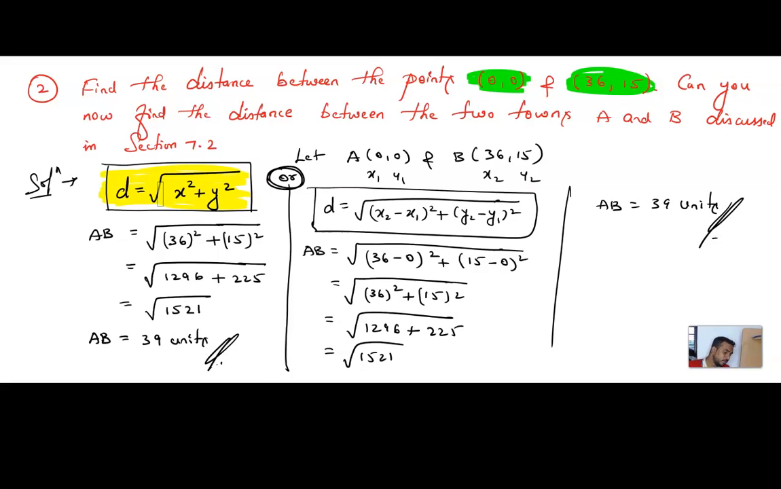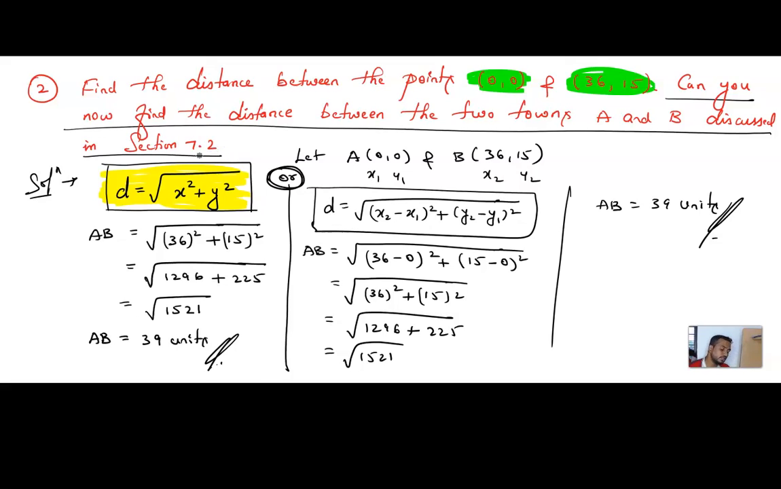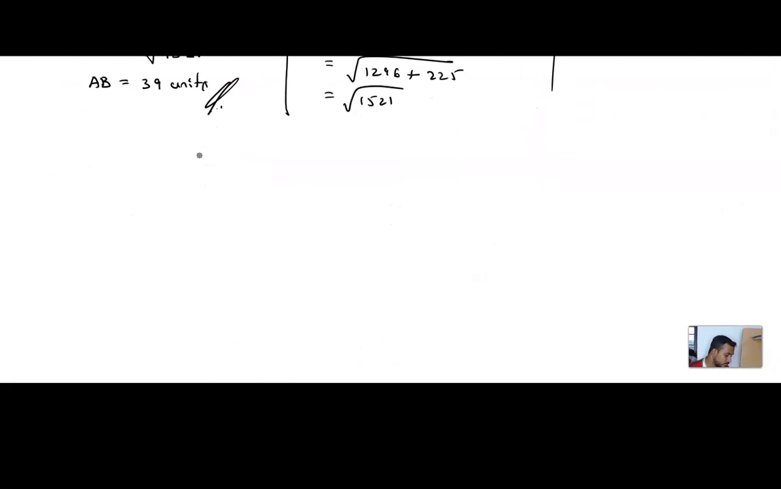Here, what is the next problem that is asked? Can you see, children? He is asking, can you now find the distance between the 2 points A and B as discussed in section 7.2. So what exactly is section 7.2? To make you understand the distance formula, they have given it in section 7.2. We have two towns, that is A and B. Town A is (0, 0) and town B is (36, 15). I'll show you how to solve this. It's very easy. Don't worry.